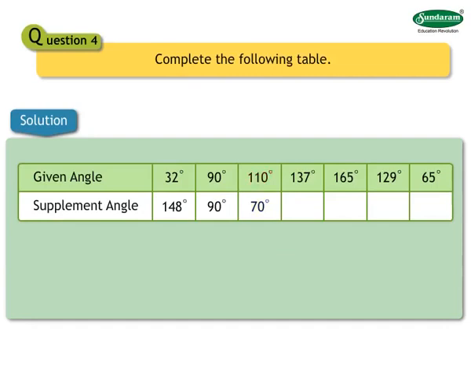When the given angle is 137 degrees, its supplement will be 180 minus 137, which is equal to 43 degrees. When the given angle is 165 degrees, its supplement will be 180 minus 165, which is equal to 15 degrees. When the given angle is 129 degrees, its supplement will be 180 minus 129, which is equal to 51 degrees. When the given angle is 65 degrees, its supplement will be 180 minus 65, which is equal to 115 degrees.